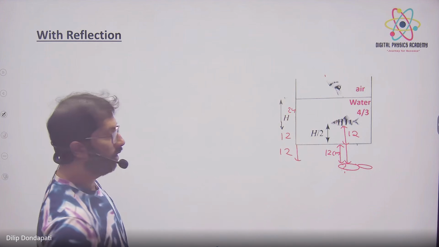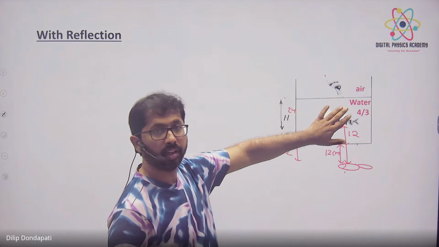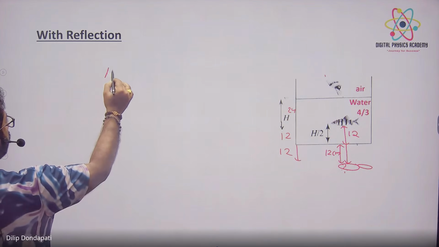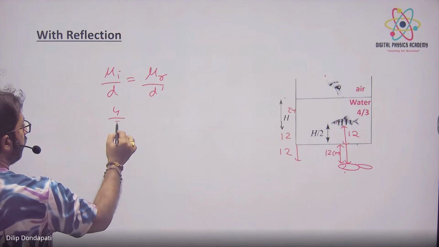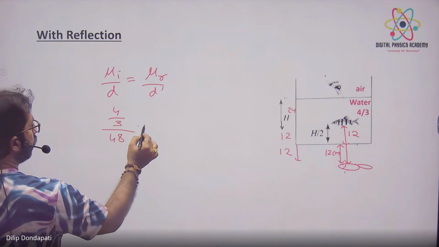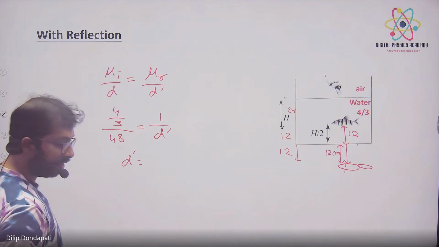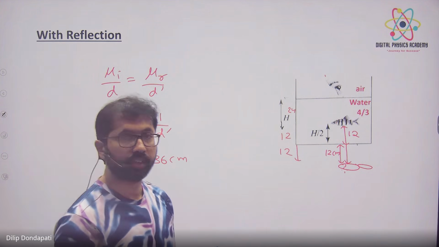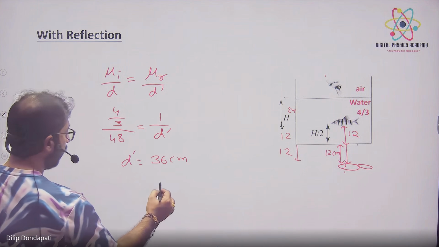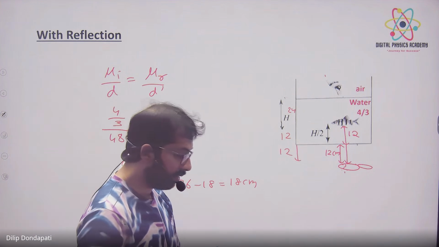So 48 D. So mu I मतलब mu I is nothing but इधर से आ रहा है ना, इधर से आके इधर से जा रहा है ना. So water का 4 by 3, use this formula: mu I by D is equal to mu R by D dash. So 4 by 3 by D is 48 is equal to mu R, air, by D dash. So D dash will be how much? The answer is 36 centimeters. Now he's asking what? The difference between the two things. So 36 minus 18 is finally 18 centimeters. 18 centimeters answer. Distance between two images is 18 centimeters.